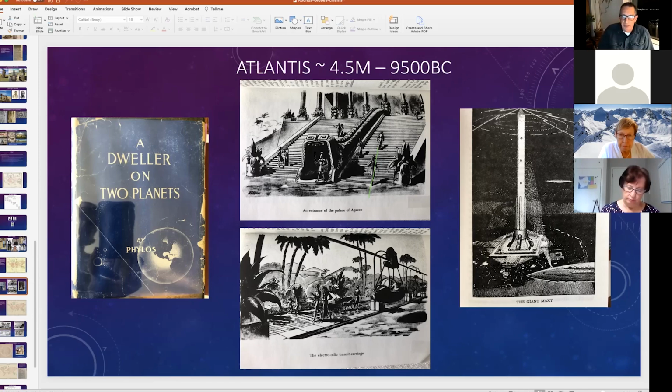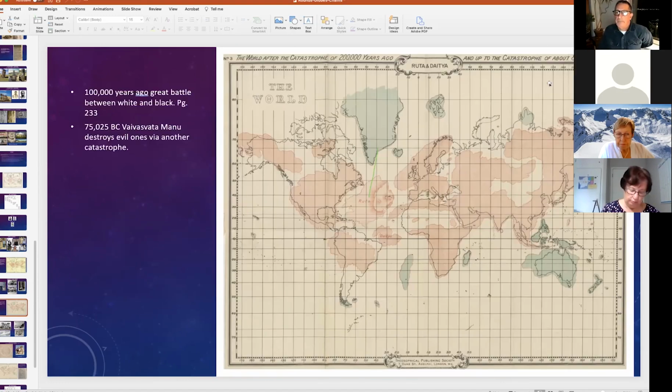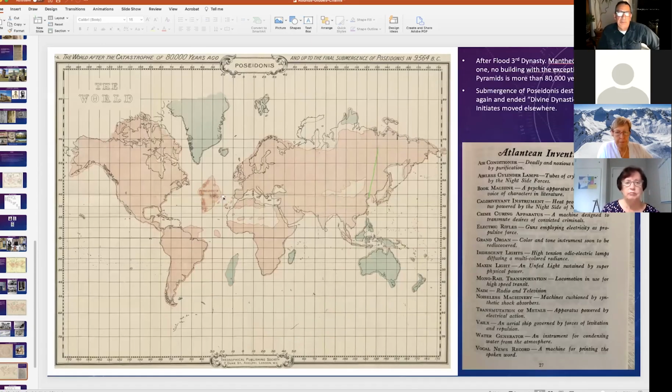And Atlantis had these sort of monorail kind of electric things. And they had machinery and they had radio and TV, apparently. This is what the world looked like up until that battle. And then it looked like this, with Poseidonis being the island, and the rest of the world starting to look a lot like what we recognize it to look like. This was after the Manu destroyed all that black magic stuff.